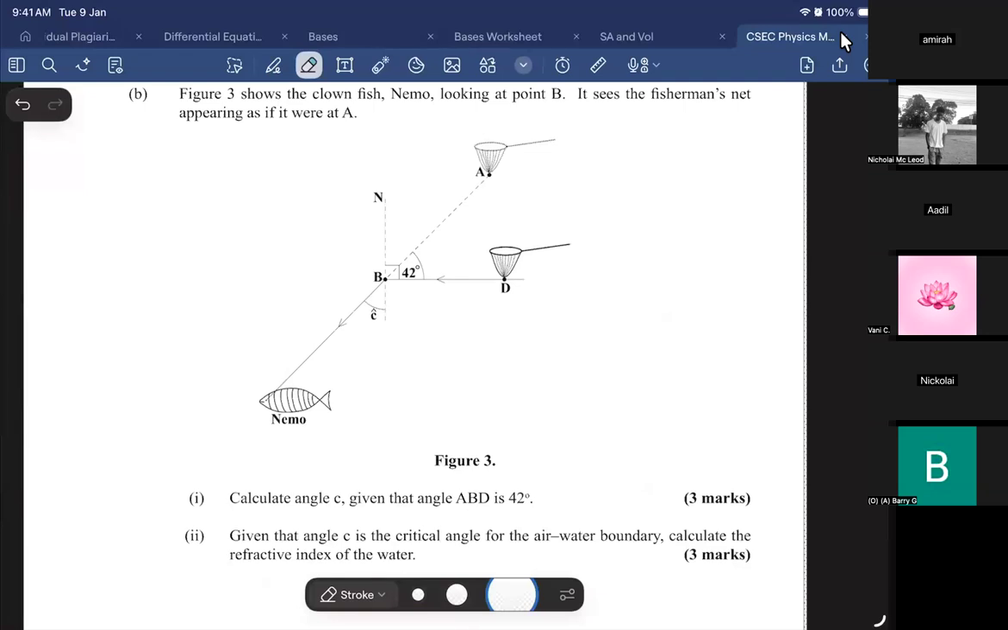Give it a read, Nikolai. Figure 3 shows the clownfish Nemo looking at point B. It sees the fisherman's net appears as if it were at A. Calculate angle C given that angle ABD is 42 degrees. Right. So the way to calculate angle C, given that angle ABD is 42 degrees.